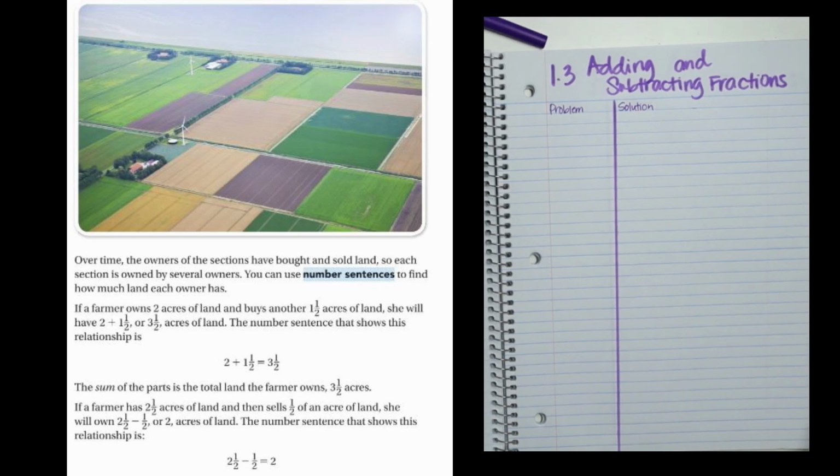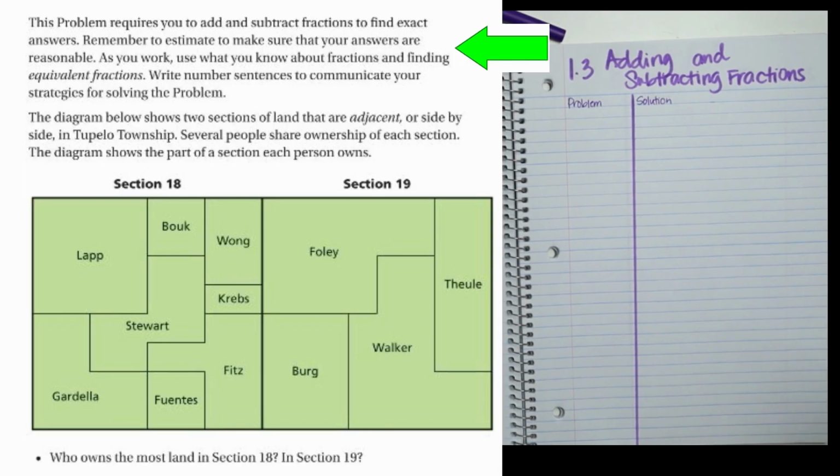Let's go to the next problem. The problem requires you to add and subtract fractions to find exact answers. Remember to estimate to make sure that your answers are reasonable. As you work, use what you know about fractions and finding equivalent fractions. You're going to write number sentences to communicate your strategy for solving the problem.